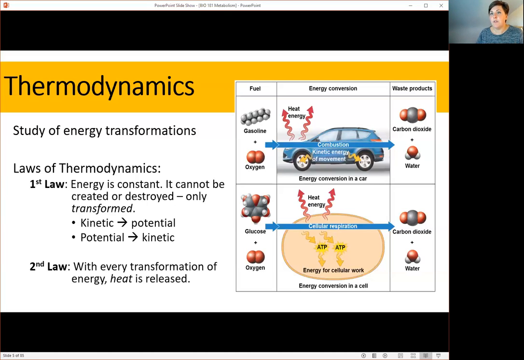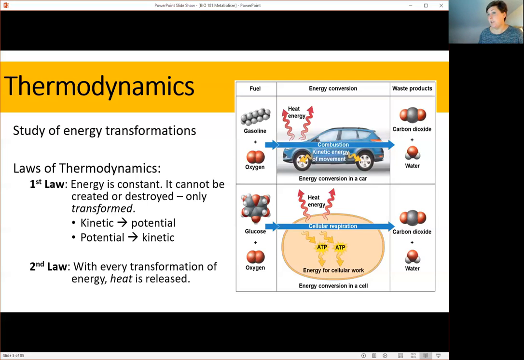The second law of thermodynamics says that this transformation of energy is not necessarily 100% efficient. Energy can be stored relatively efficiently or transferred from kinetic to potential, but when energy is transferred from potential to kinetic, this involves the loss of heat. Heat energy is actually kinetic energy, but it's just not energy that can be used in a chemical reaction. So it's said to be lost.